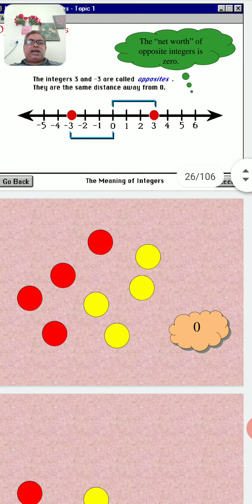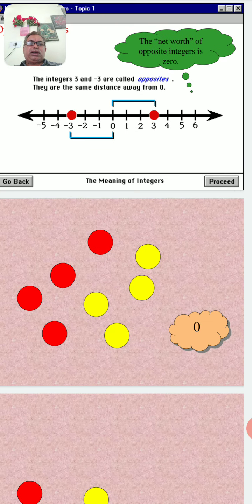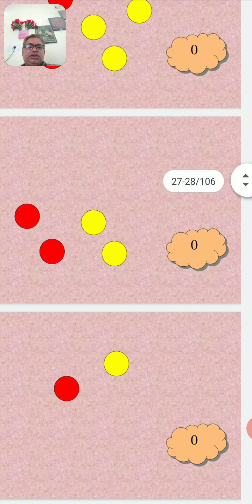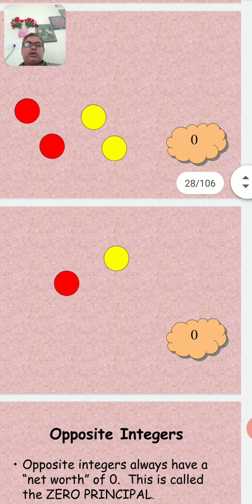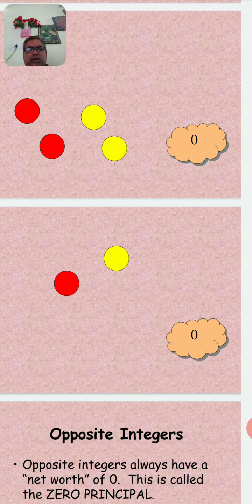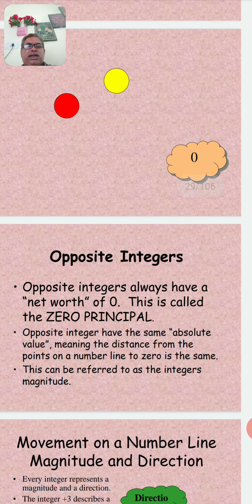Now you can see the opposite number concept through these red dots and yellow dots. Red are positive, yellow are negative, then it is 0. So 2 red and 2 yellow become 0. 1 red and 1 yellow become 0. So the sum of two opposite numbers is always 0. Now, opposite integers always have net worth 0, means their sum is 0. So this is called the zero principle.